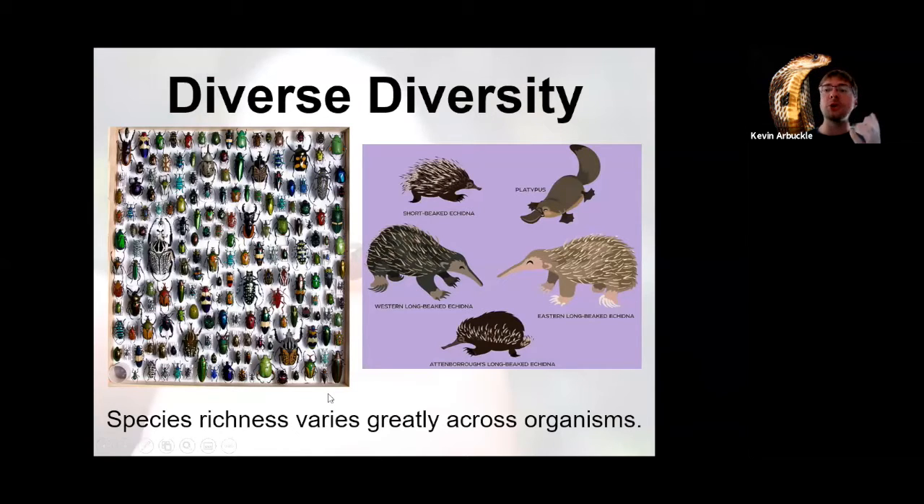species richness varies hugely across the tree of life. So this is just a tiny, tiny fraction of the number of beetle species. This is the entire modern diversity of monotremes. So you can see why those two things differ. And a large part of evolutionary biology research over the last 150 years, more or less, has been trying to understand why there is this huge variation.